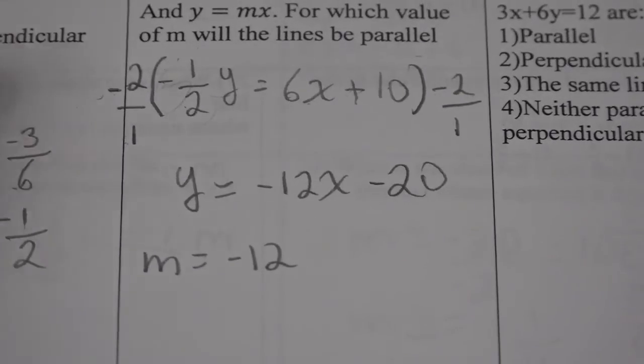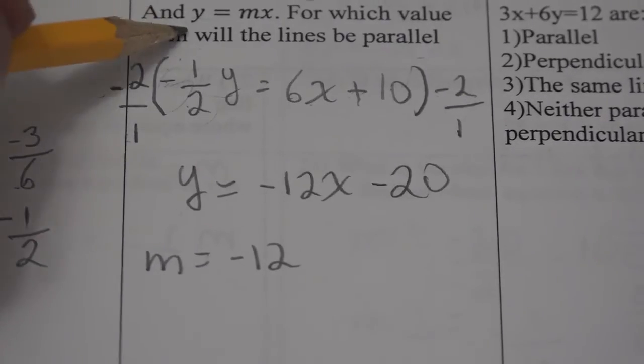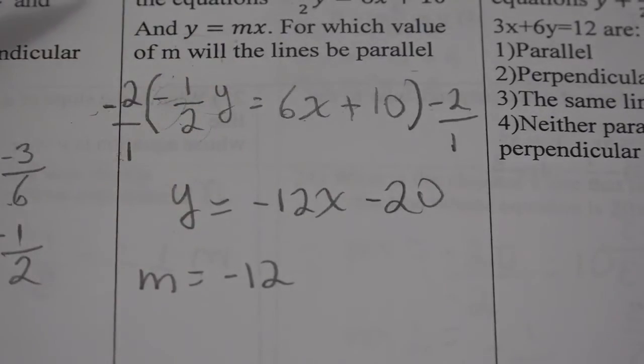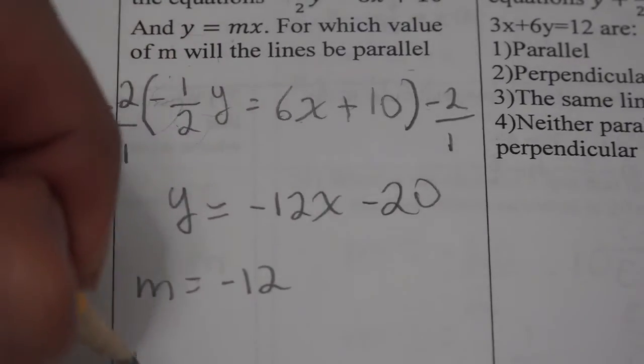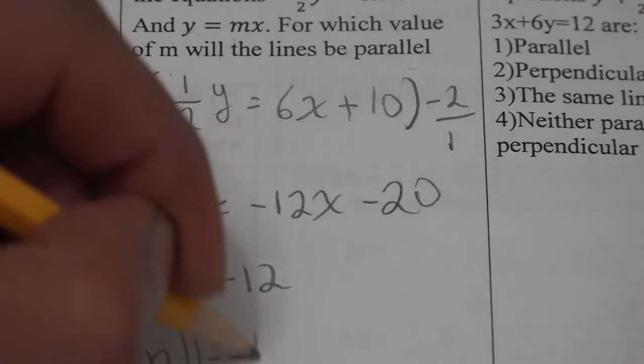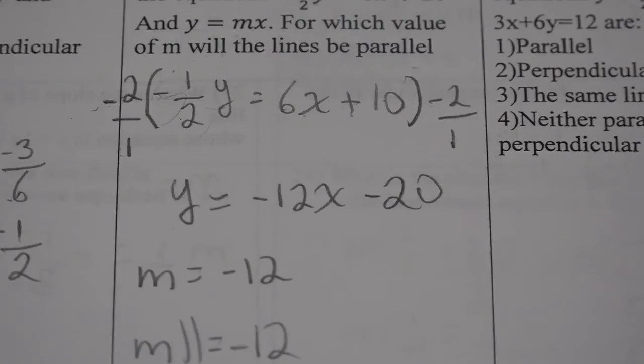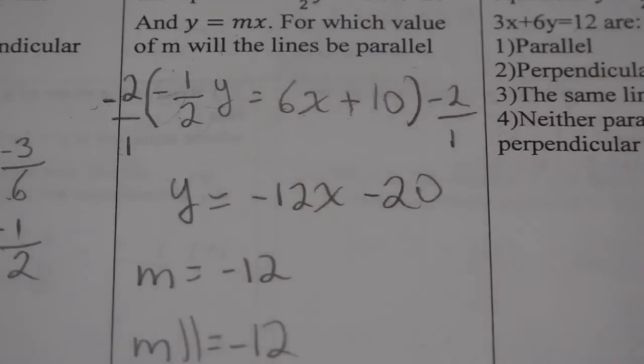So what would be the value of m right here? It has to be negative 12 because parallel lines have the same slope. See that? So for which value of m? Negative 12. Alright, good.